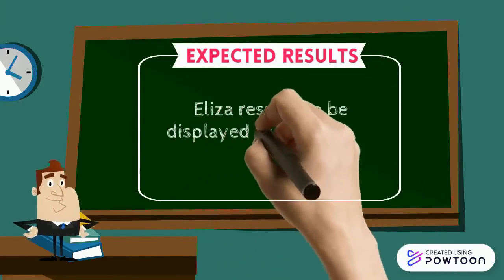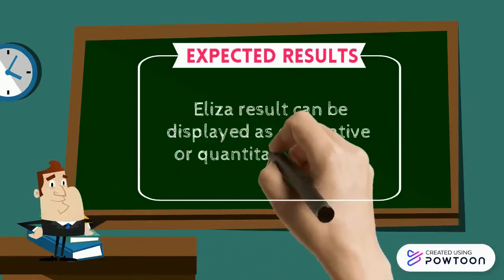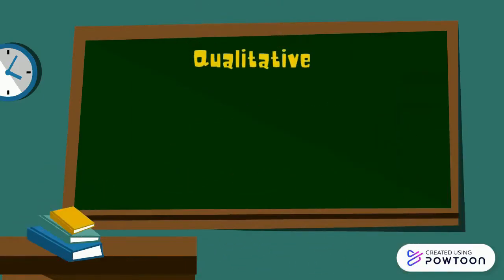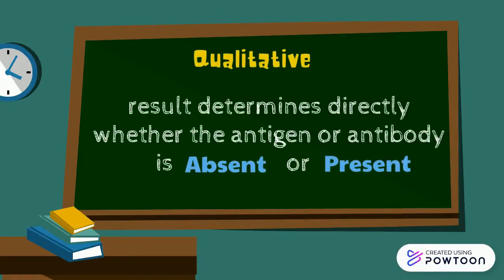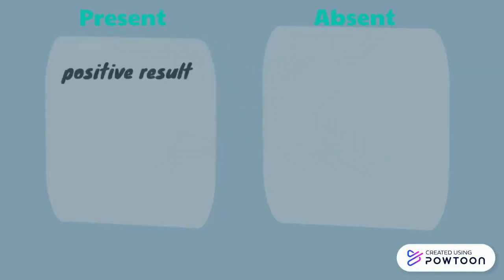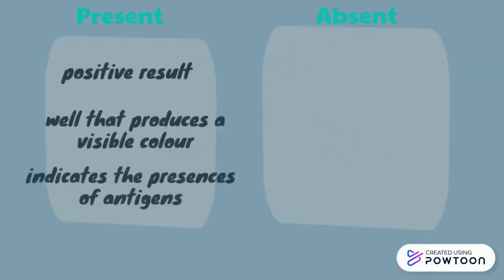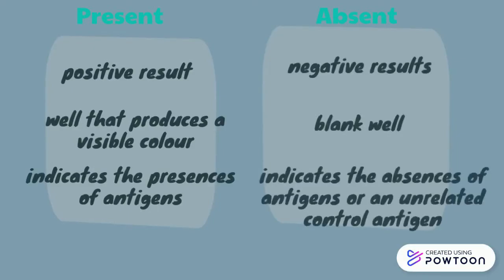ELISA results can be displayed in qualitative or quantitative format. For qualitative, the result determines directly whether the antigen or antibody is absent or present. For positive results, a well that produces visible color indicates the presence of antigens in the assay, but for negative results, a blank well indicates the absence of antigen or an unrelated control antigen.